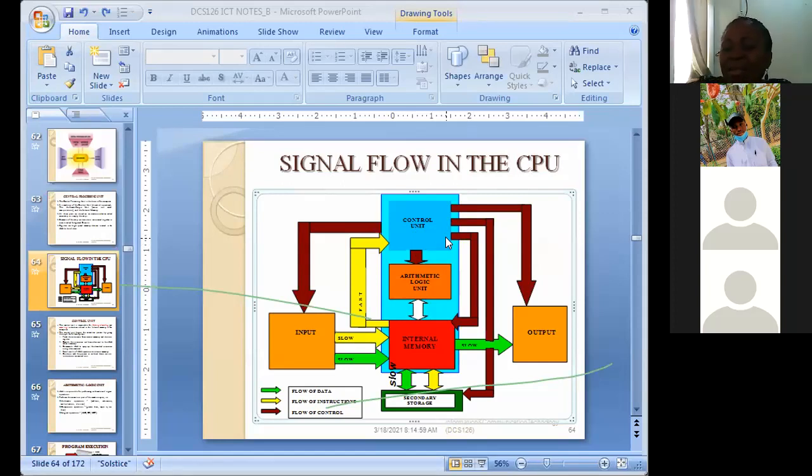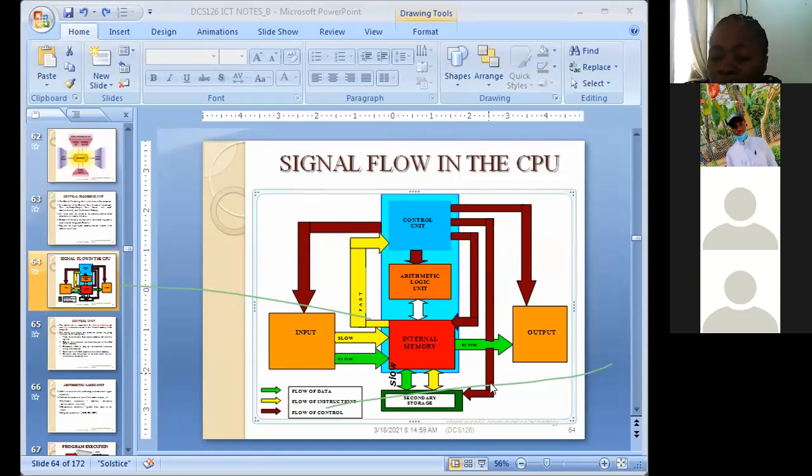One, it can signal the output. You see the arrow going to the output. It signals to the output to say, here is the result of the processing. We are done working. This is the result. And if the user, you and I, are sitting in front of your screen, you will see the output on your screen. That's one.